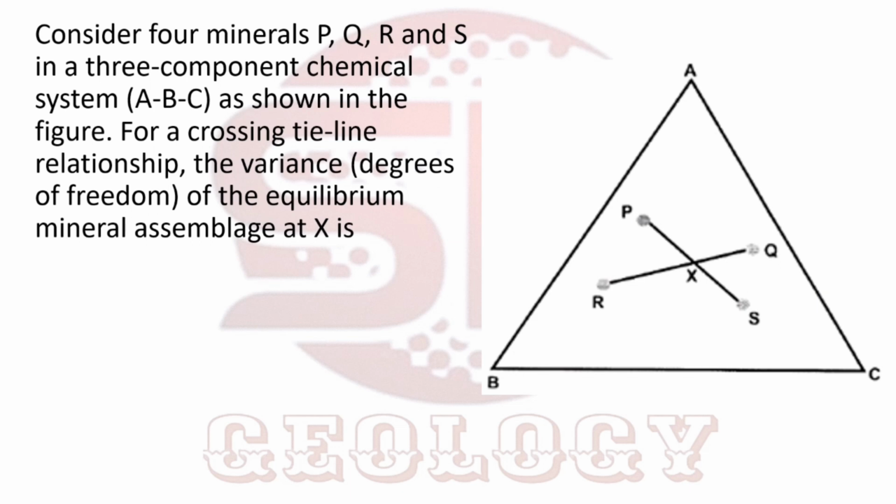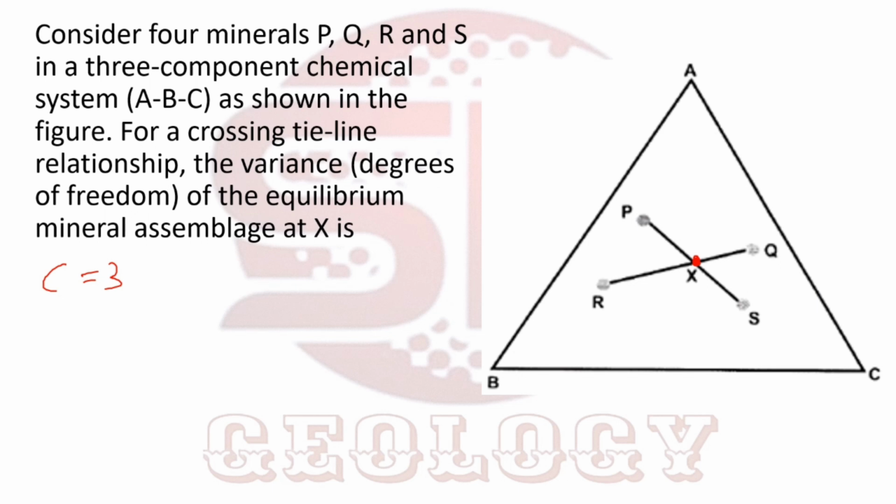Then consider the four minerals P, Q, R, and S in a three-component chemical system. So we have a three-component chemical system. So the number of components here is 3. Sorry, the figure shows a crossing tie line. So this is a crossing tie line. We have composition X here.